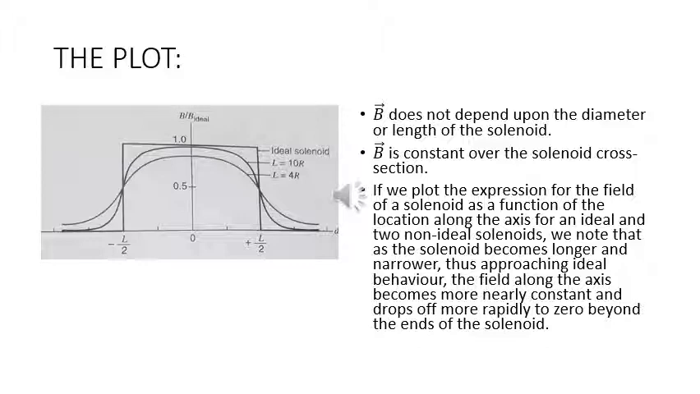If we plot the expression for the field of a solenoid as a function of the location along the axis for an ideal and two non-ideal solenoids, we note that as the solenoid becomes longer and narrower, thus approaching ideal behavior, the field along the axis becomes more nearly constant and drops off more rapidly to zero beyond the ends of the solenoid.